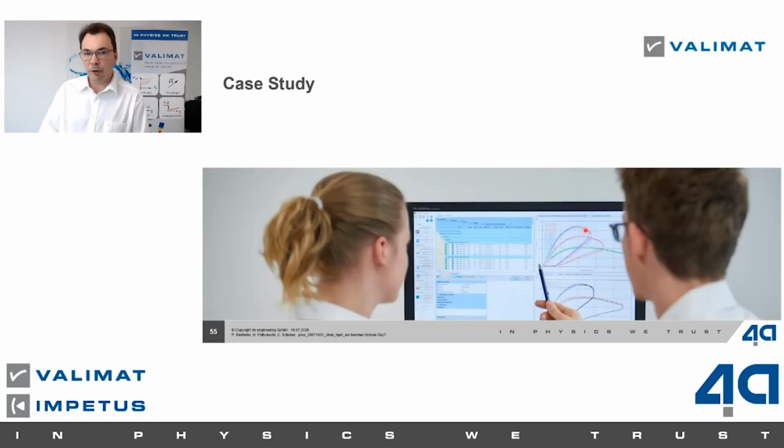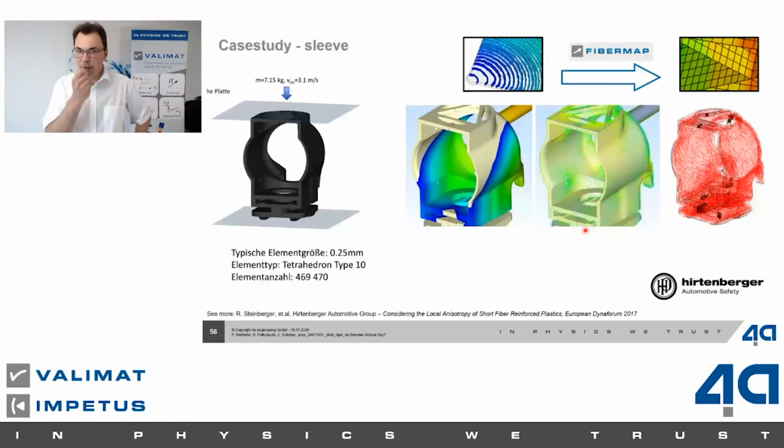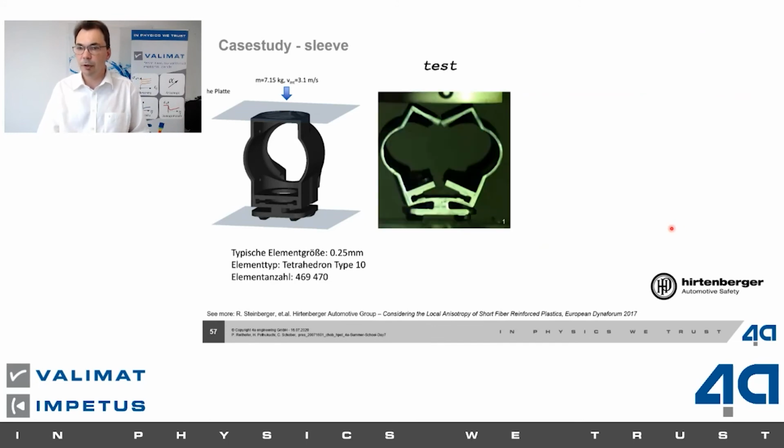So now let's have a look at the case study itself. You can remember we have this sleeve, and we did the simulation with the isotropic behavior first, which I have shown you. And here we have the injection molding. We see the fiber orientation which is coming out of this Moldex simulation, and then you see the fiber orientation, how we mapped it with FiberMap. So we have this local distribution in our simulation model.